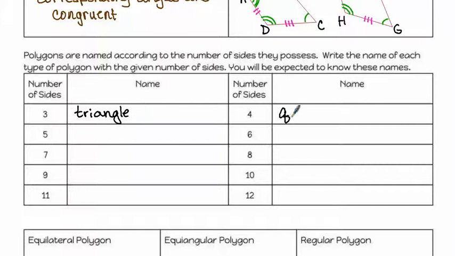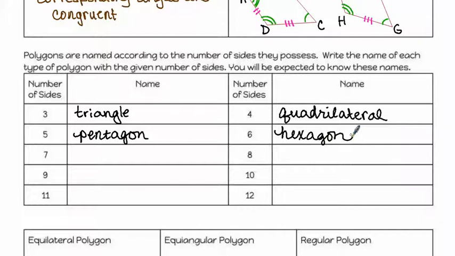4, quadrilateral. Typically, I'll see people put something like rectangle or square. Those are examples of quadrilaterals. That's not the general name. 5 is a pentagon. 6, hexagon.